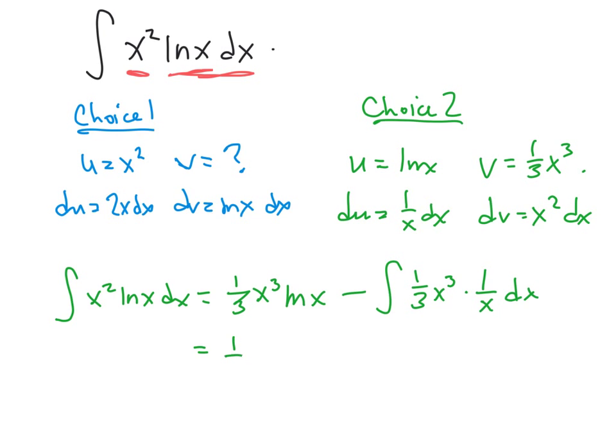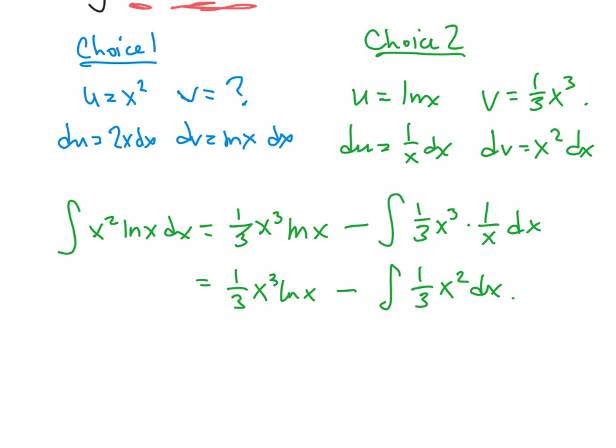So that's going to be the integral of x squared natural log of x is going to be 1/3 x cubed natural log x minus, and then simplifying that I get the integral of 1/3 x squared dx. And I think you know how to integrate that one. Let's just finish that off there.